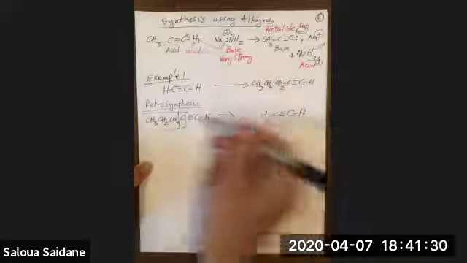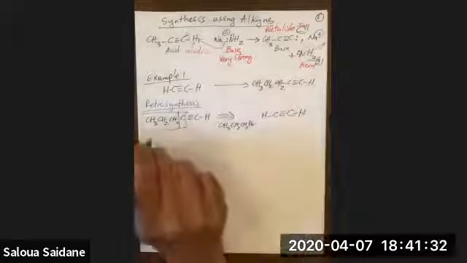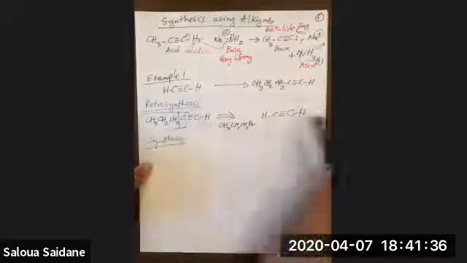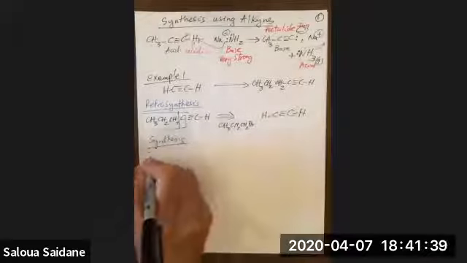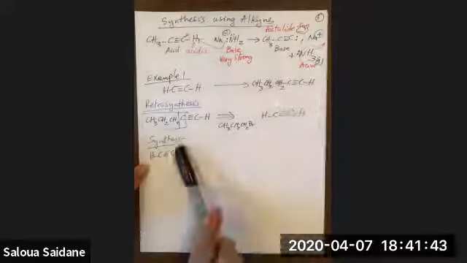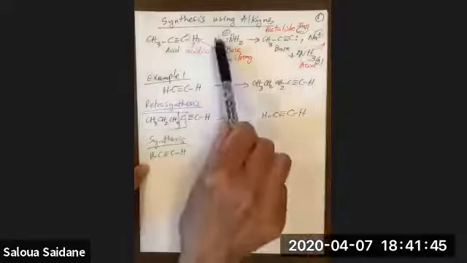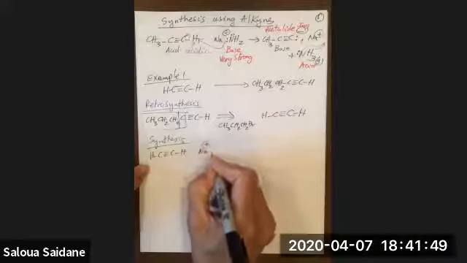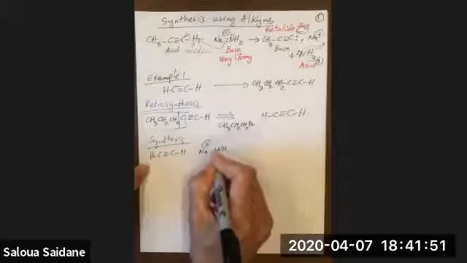Okay, so as we work the real way, so this is synthesis. How does the synthesis work? You start with your starting material, and we want to first remove an H. So we have to use this method. So it's Na plus, NH2 minus.